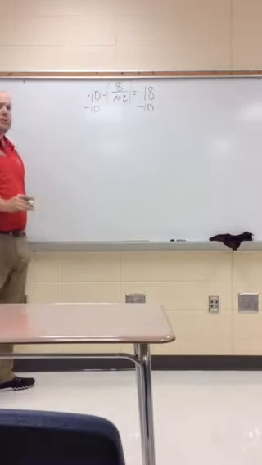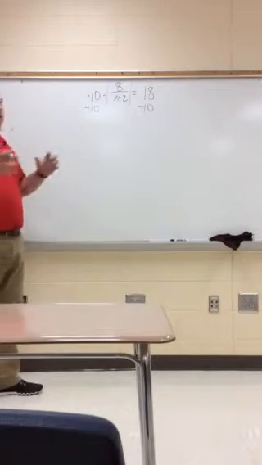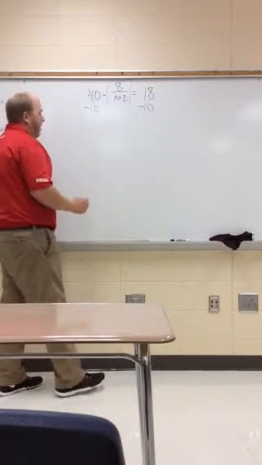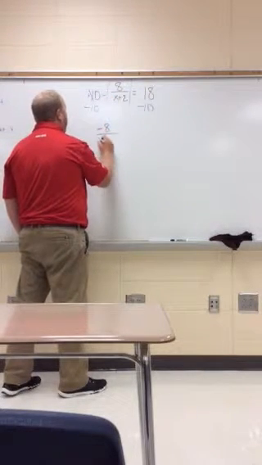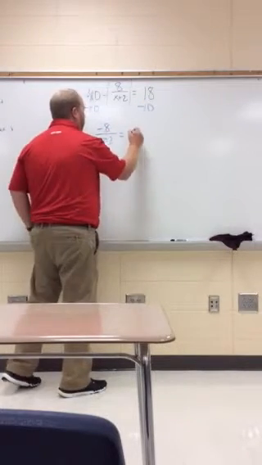Remember, whatever you do to one side of the equation, you have to do the exact same thing to the other side of the equation, and the entire side. So 10 minus 10 is 0, that knocks that out. So we're left with negative 8 over x plus 2 is equal to 18 minus 10 is 8.